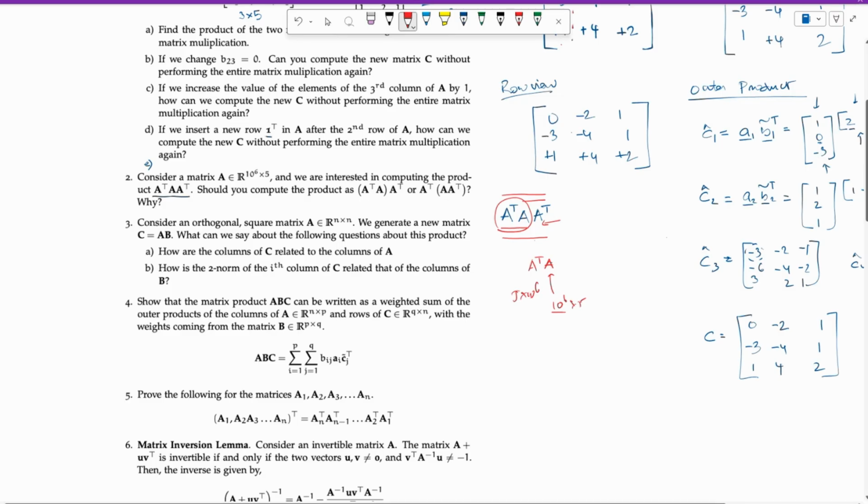Yes, 5 cross 5 into 5 cross million. So that's fine. You can also check it the other way around. Now the question is, you have to multiply three matrices. There are two ways you can do this multiplication.